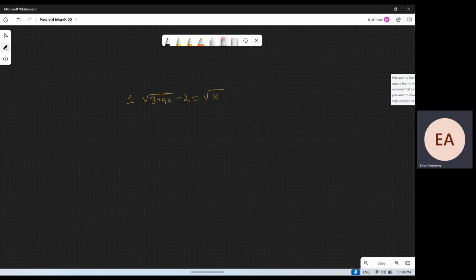The square root of 3 plus 4x minus 2 equals the square root of x. So we want to get rid of these square roots. So we can start by squaring each side.